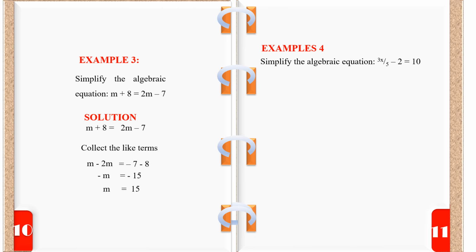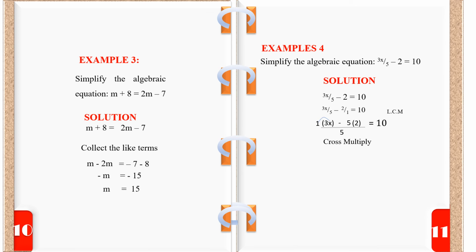Example 4. You have to simplify 3x over 5 minus 2 equals 10. To solve that, you have to look for the LCM. The LCM of 5 and 1 is 5. So 5 divided by 5 gives us 1, then you multiply by 3x. Then 5 divided by 1 gives us 5, then you multiply by 2, then equals 10.